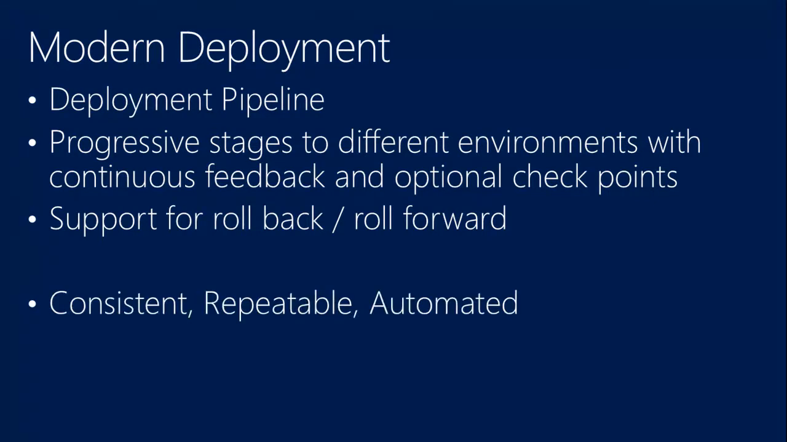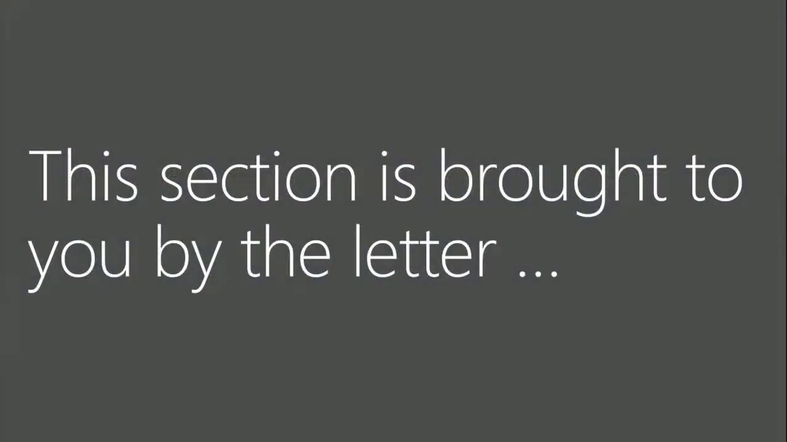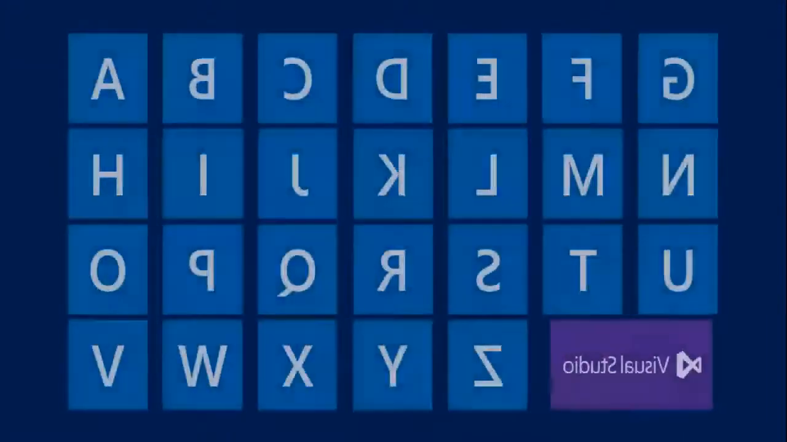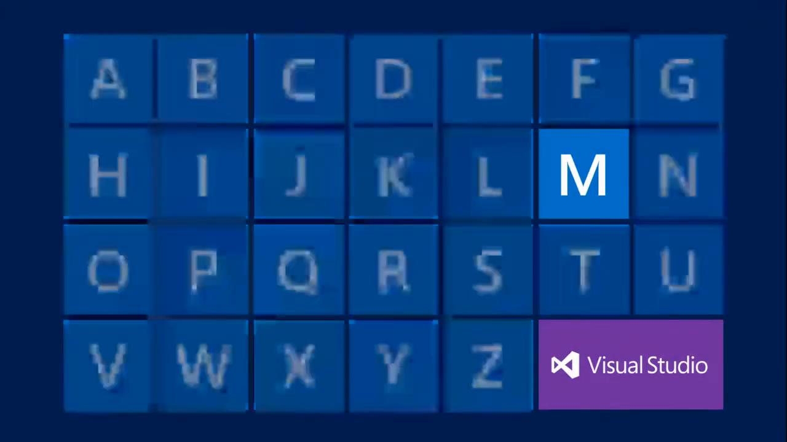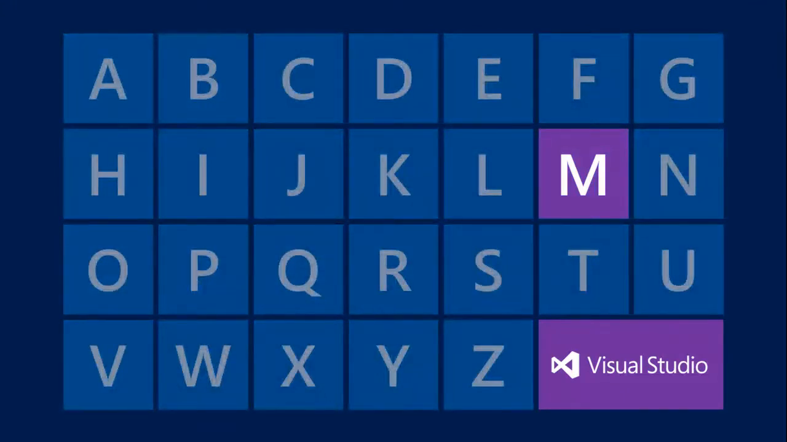Consistent, repeatable, automated. Now, this is what we want. You're saying, Brian, we're willing to be continuous. We love it. We got continuous integration. Yeah, we'll talk about that testing thing, but we're ready to go. Okay. But there's another thing we got to talk about. And this is brought to us by the letter M. Maturity.